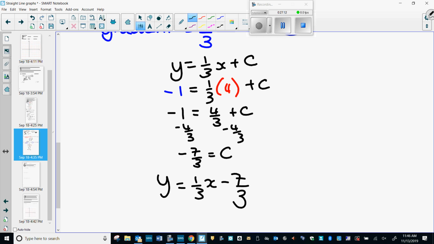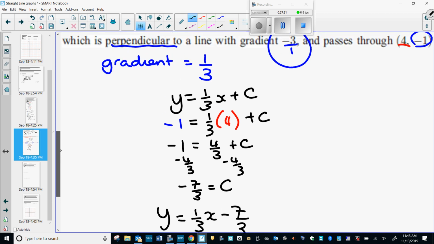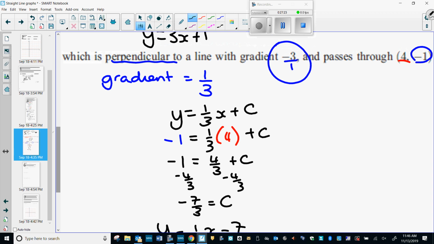Say again. Because it's a negative. So it was negative 3/1. So the reciprocal part means it's 1/3, and then we change the sign to a positive. Yes? Okay. Alright, we're good with all these.